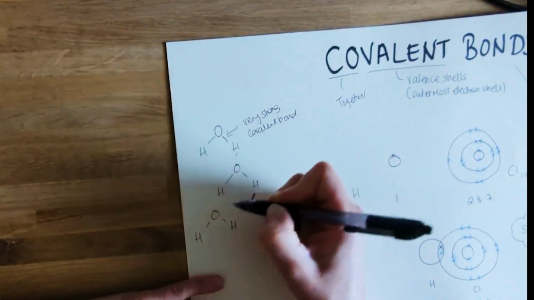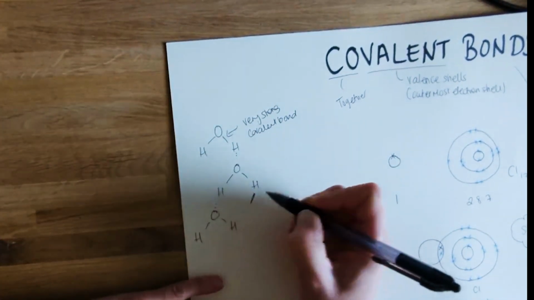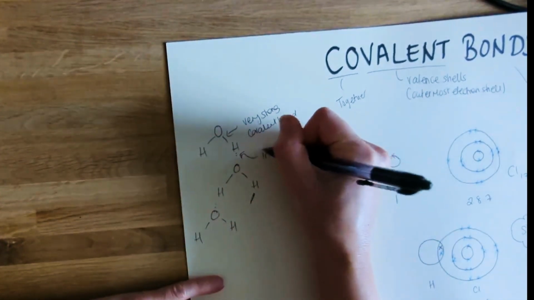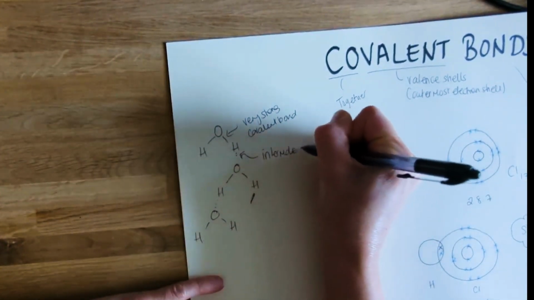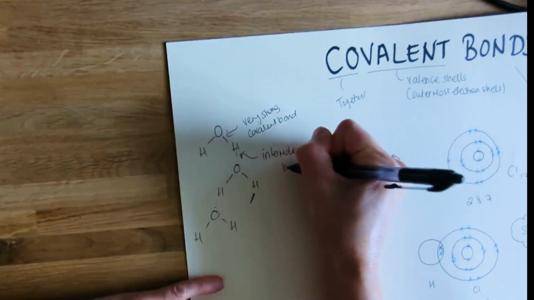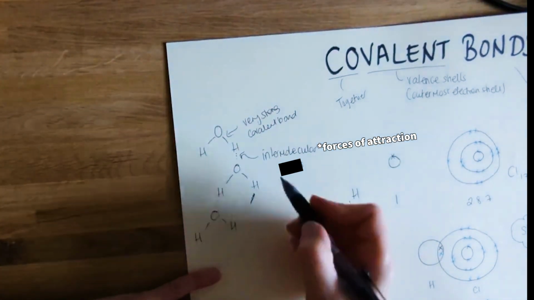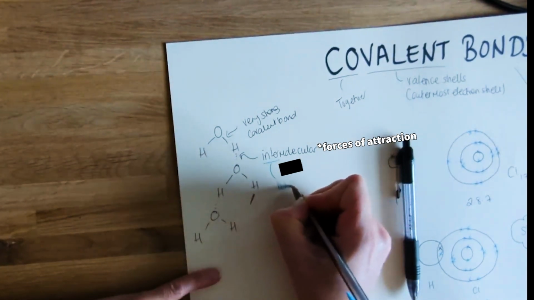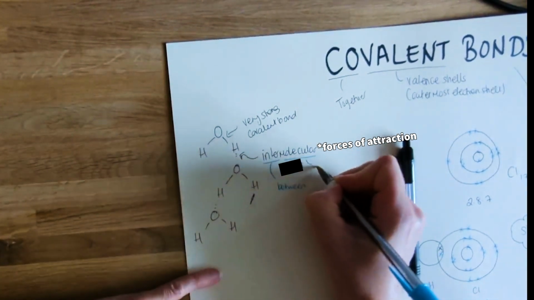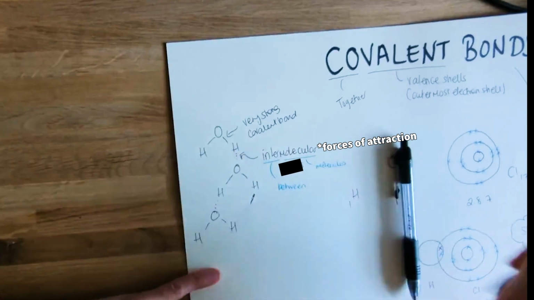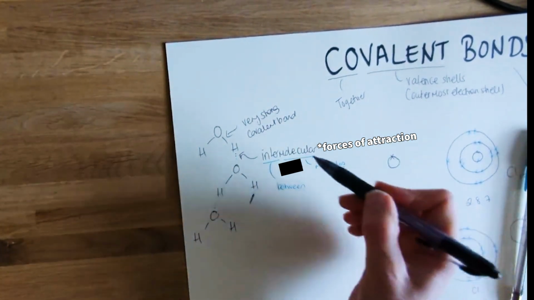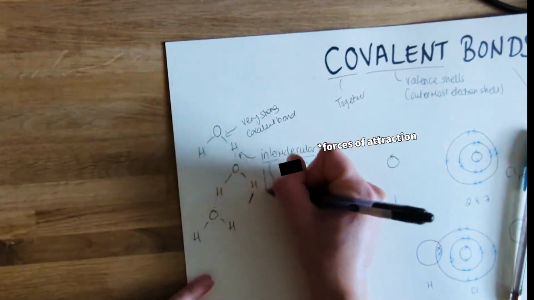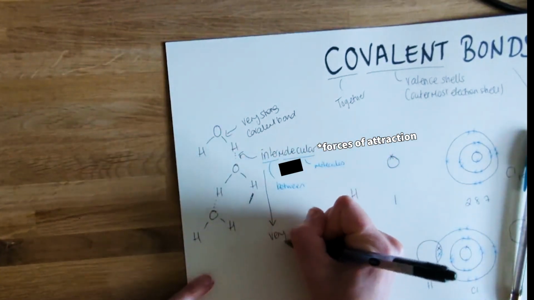Between each of the water molecules, there is what we know as intermolecular bonds. And again, looking at this term, inter means between, and molecular refers to molecules. So between molecules, there are intermolecular bonds, and these intermolecular bonds are very weak.